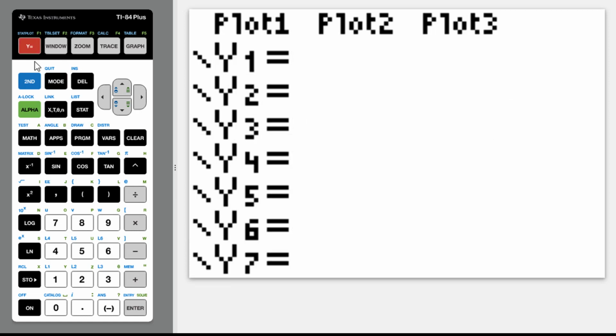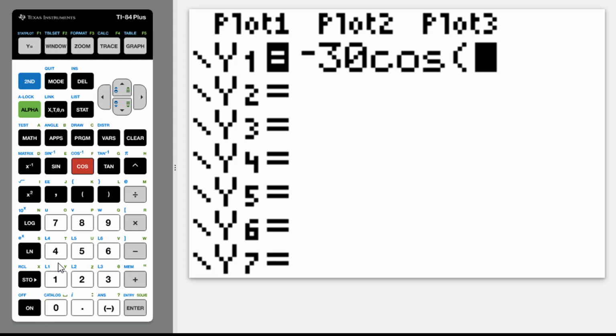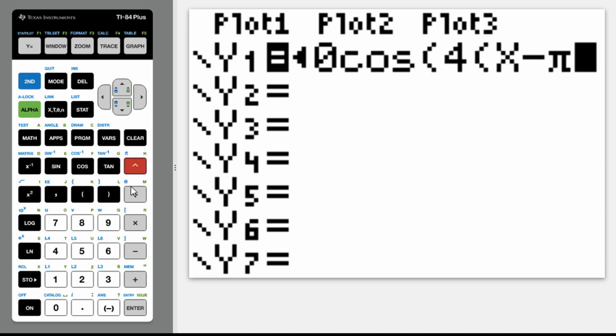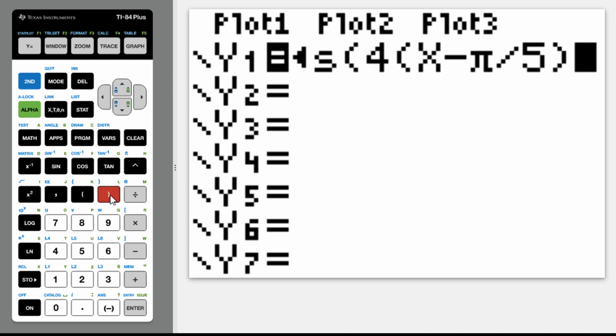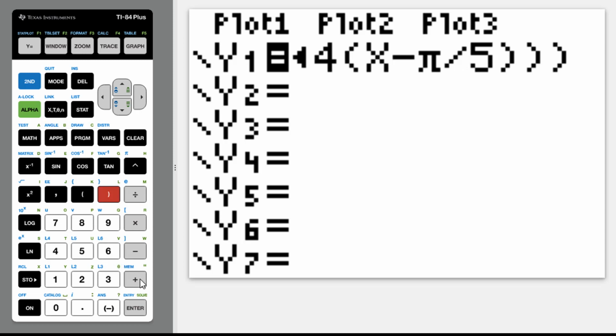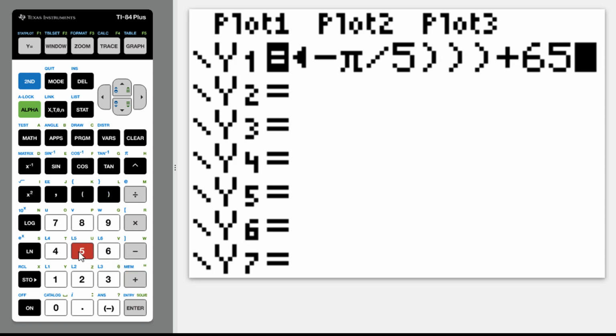Here we will go to y equals, put in negative 30. This time it's a cosine. 4 times x minus pi divided by 5. Then plus 65.